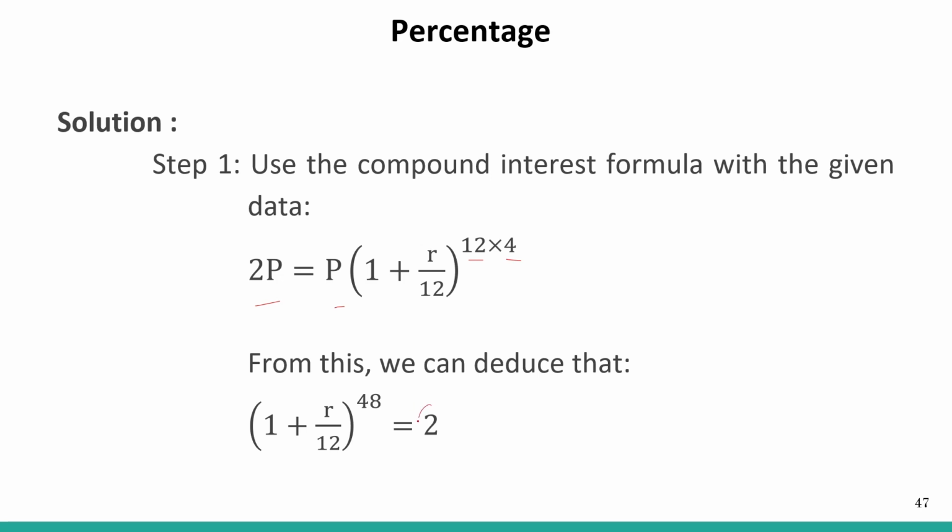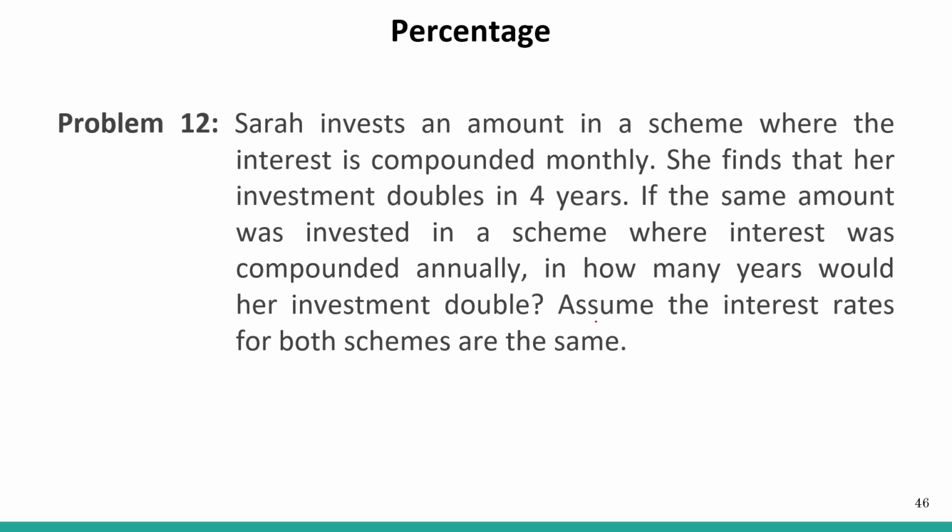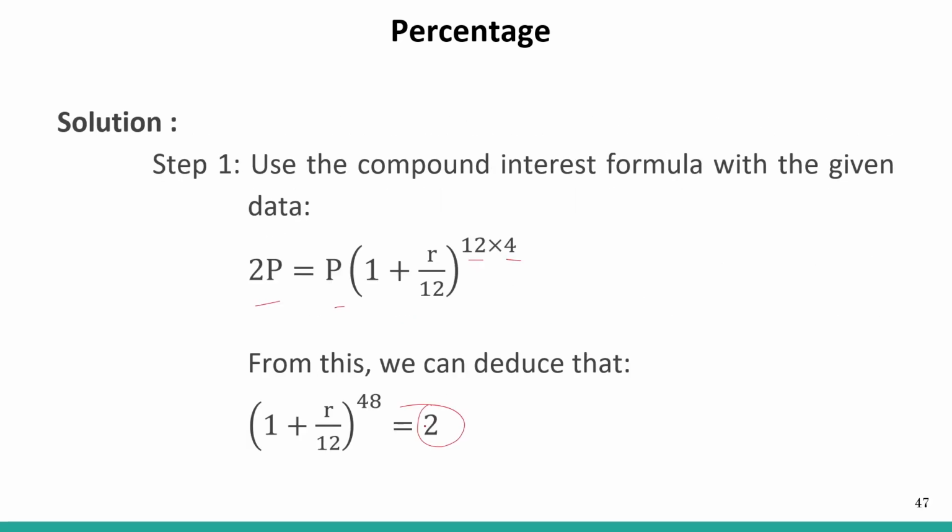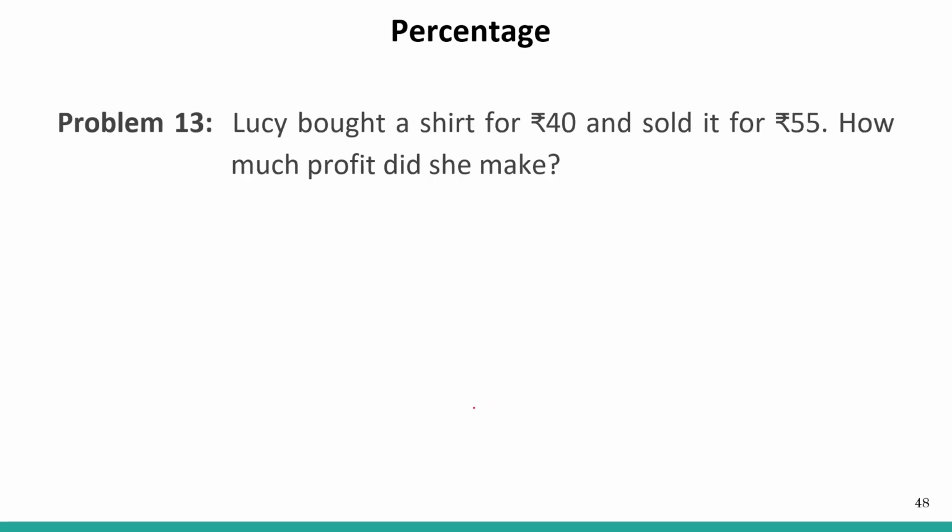From this we can deduce that (1 plus r by 12) power 48 is equal to 2. So how many years would her investment take to double? It is equal to 2 years, only in 2 years.